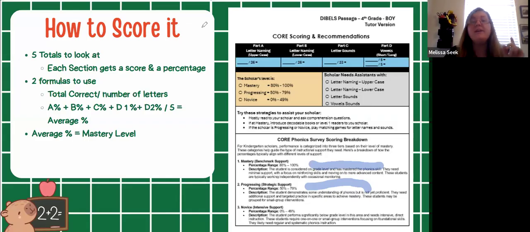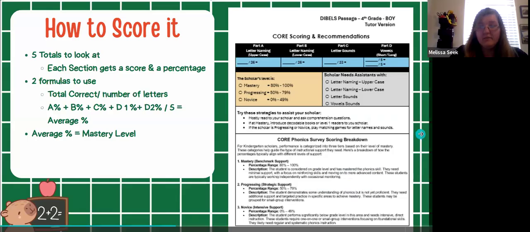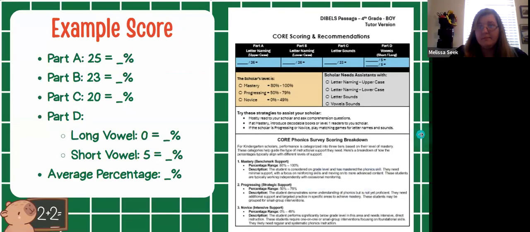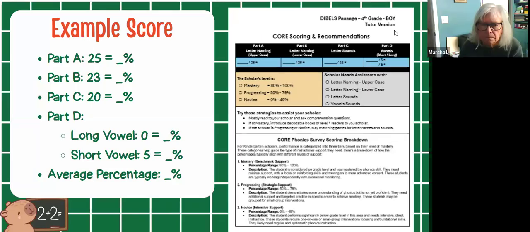Okay, so now I'm going to give you guys a chance to do some math. And we're going to score one together. So I have an example score here of a scholar who has taken our assessment. And what I want you guys to do is I'm going to set a timer. 2 minutes? Is 2 minutes long enough? Do we need longer for math?